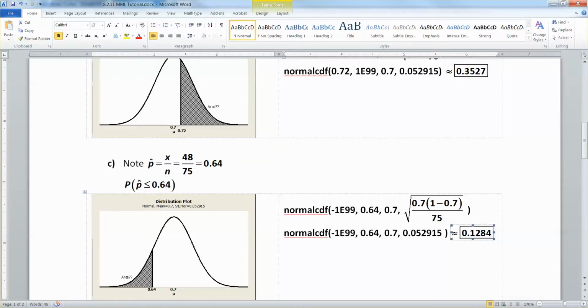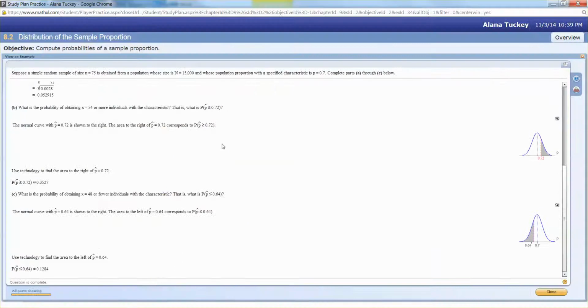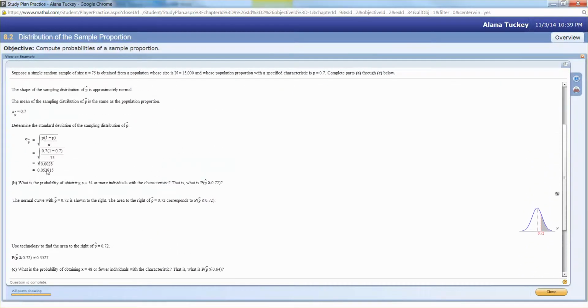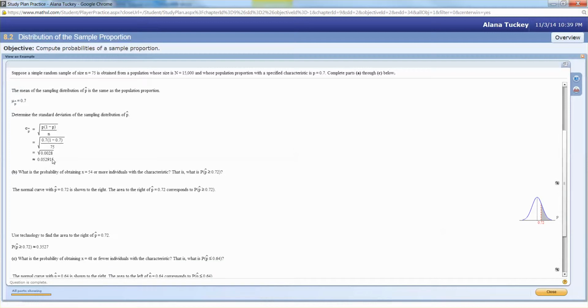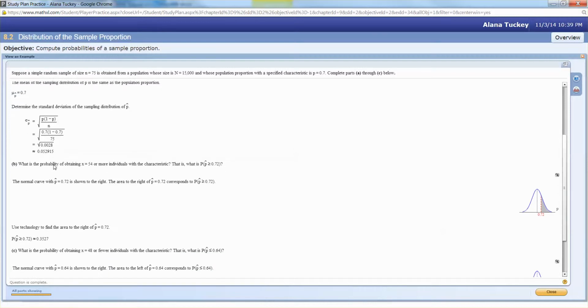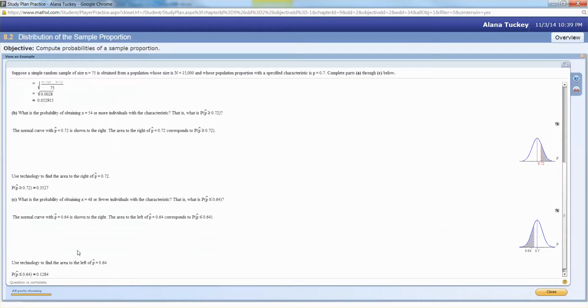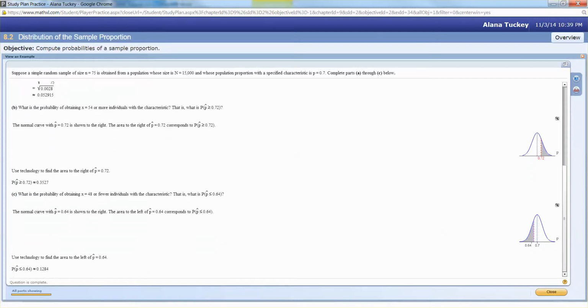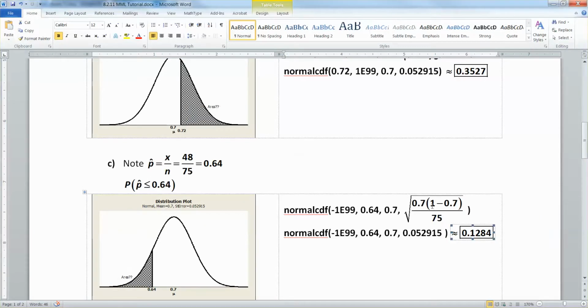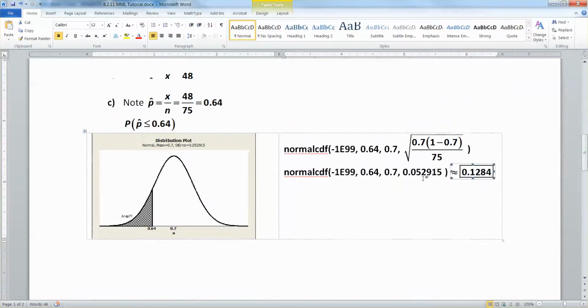So let's double check our answers with the sheets right here. We have 0.0529, there's your standard deviation of the sampling distribution of p hat, i.e. your standard error. And then we have 0.3527 for letter B, and they came up with 0.1284 for letter C, which I believe matches our two answers. So there you have it.